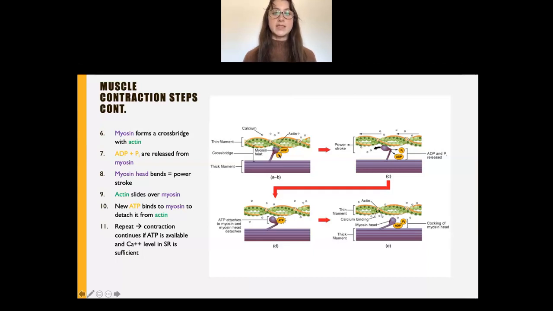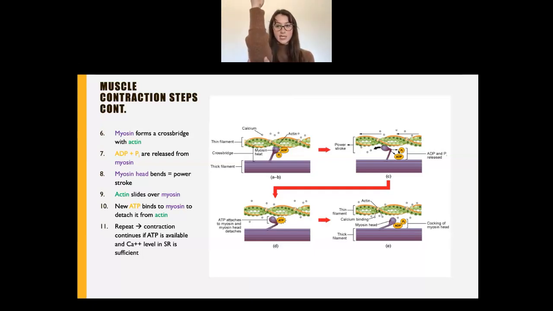From there, once it attaches to the actin active site, that ADP, adenosine diphosphate, and inorganic phosphate are going to be released from the myosin head. And the release of the ADP and PI, inorganic phosphate, is going to release energy, which causes that power stroke. So this is kind of like the motion that we use when we're describing how a myosin head moves. It's moving the actin along.